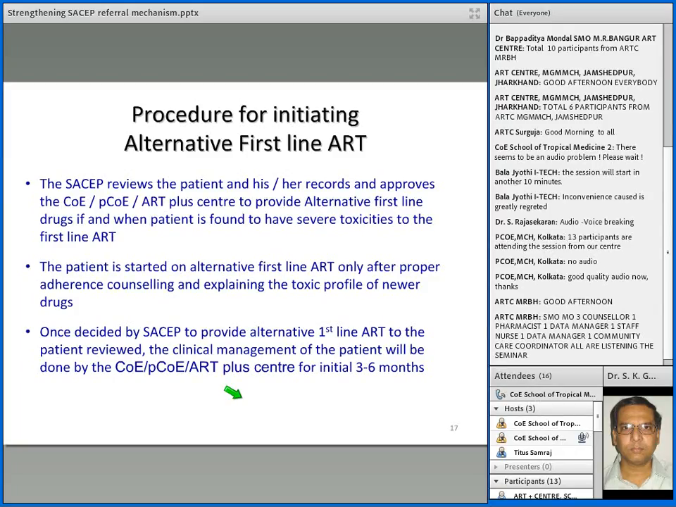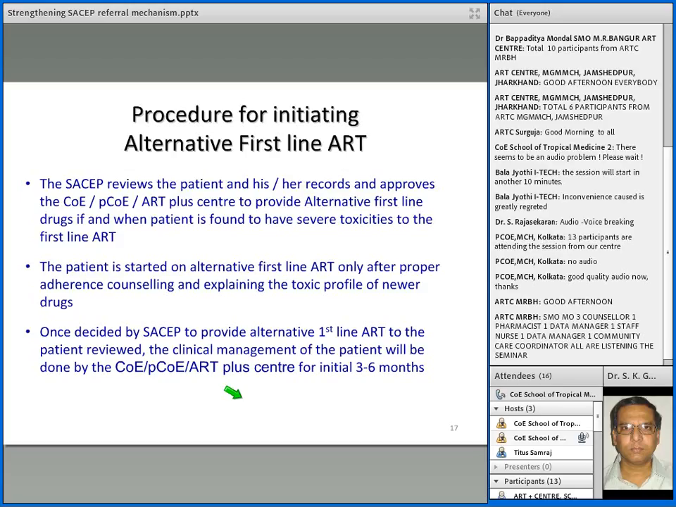They are started after at least 3 rounds of adherence counseling and undertaking certain mandatory investigations like fasting blood sugar, fasting lipid profile, serum creatinine, routine urine analysis, etc. And it is very important to counsel the patient, since they will be moving on from one drug to another drug. They should be explained the toxic profile of the newer drug. Suppose you are starting someone on atazanavir, you need to talk about how your eyes might become yellowish because of unconjugated hyperbilirubinemia. The patient has to be counseled. These are all important.